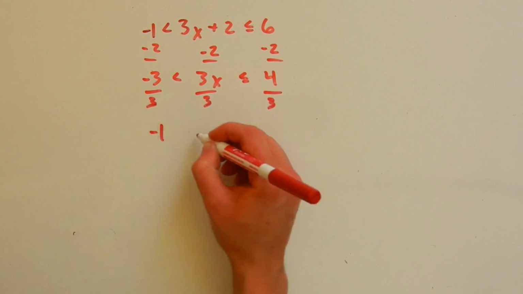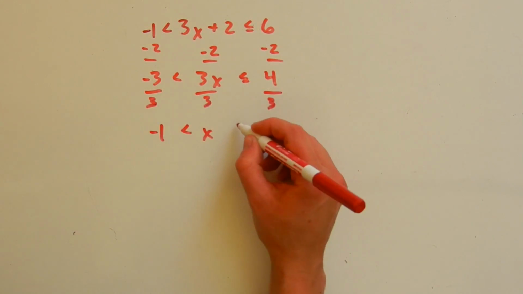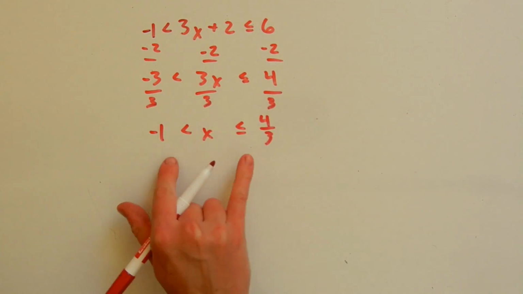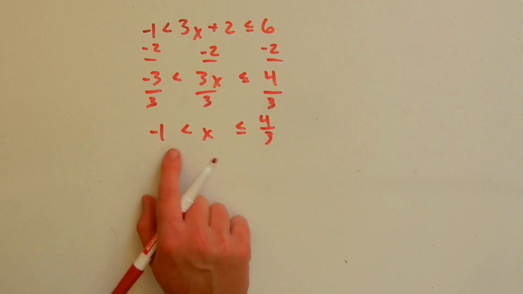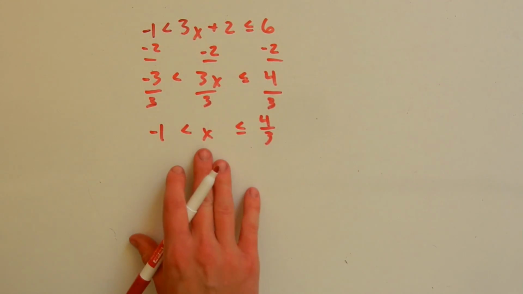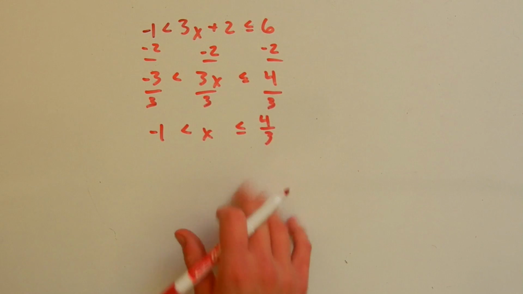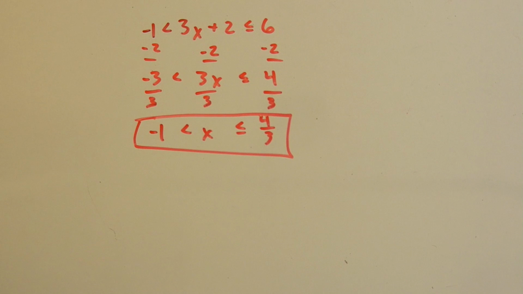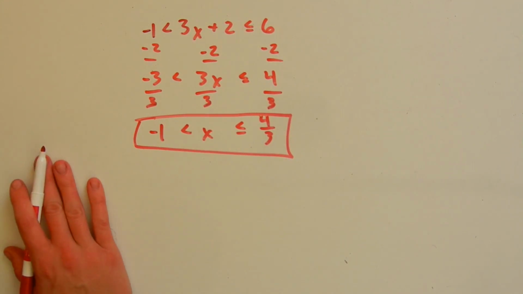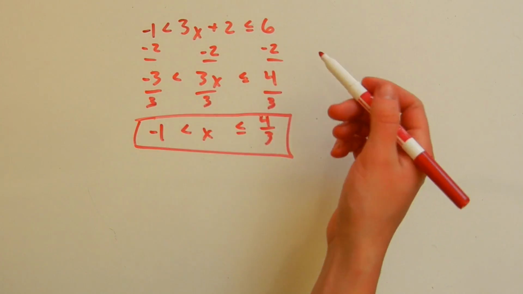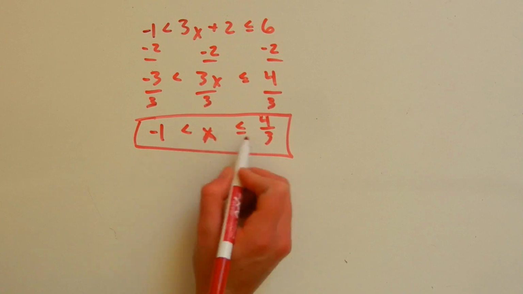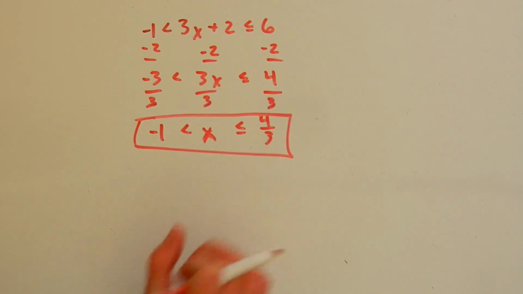So we have that negative 1 is less than x, which is less than or equal to 4/3. And this is the same thing as saying negative 1 is less than x, and x is less than or equal to 4/3. So the previous answer or this answer are the same. It's just your preference on which method you want to use, whether you want to separate and solve, or if you want to keep the inequalities together and solve. But a good thing to remember is this x is in the middle, so you're going to shade that middle region.